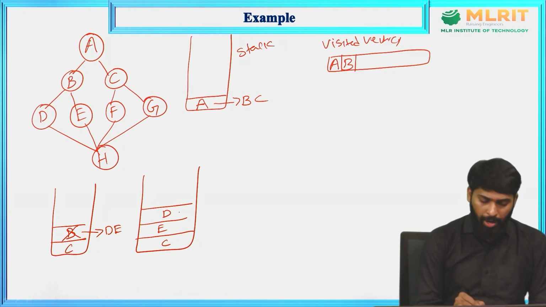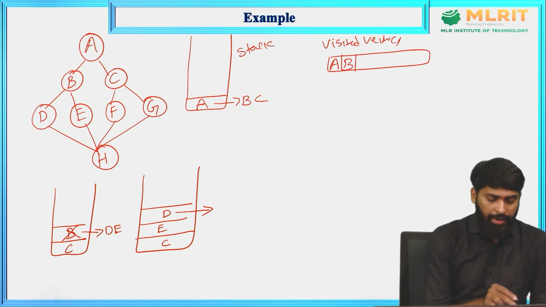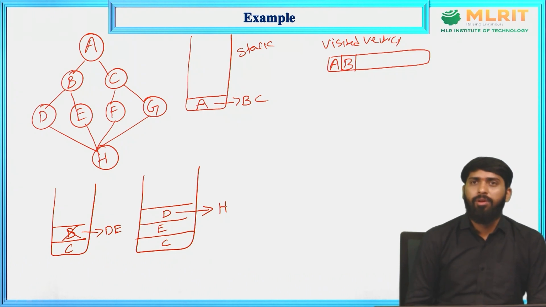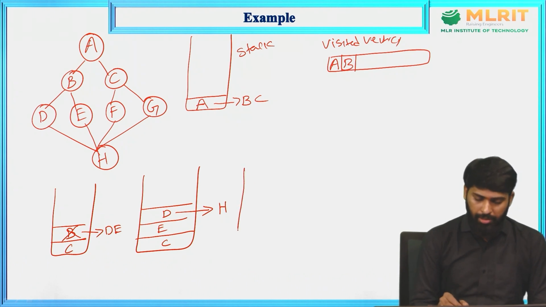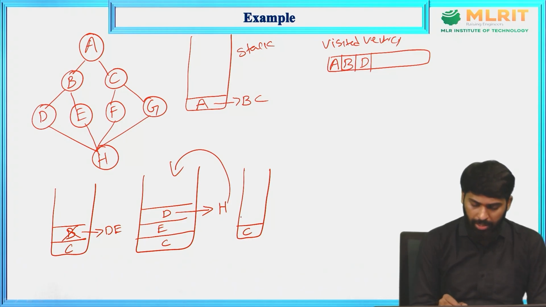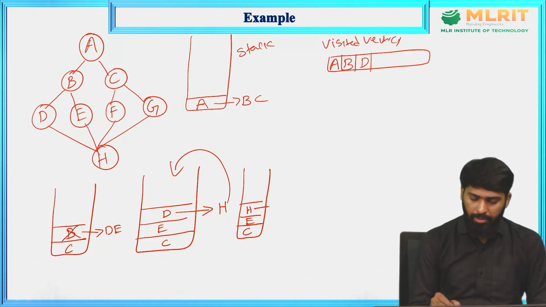Again pop D. Now what are the adjacent vertices of D? H. D is visited and this H is pushed into the stack. So it becomes C, E, H. Next again pop. So H.